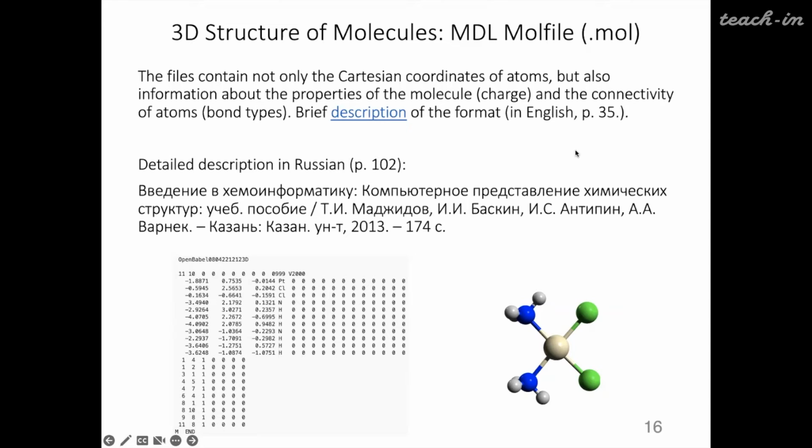This format gives us info on molecular charge, connectivity of atoms, and even bond types. You can follow the link for a brief description of the format, or you can use this book that gives info on most common formats for the storage of molecular structure.